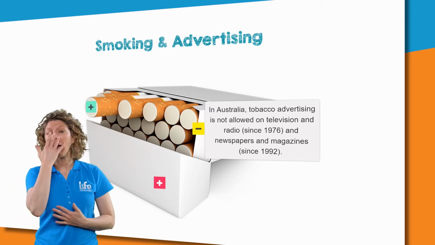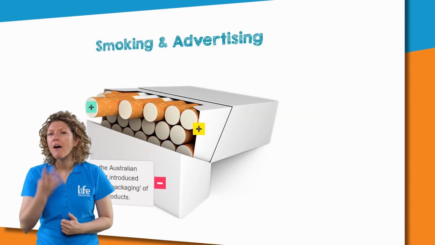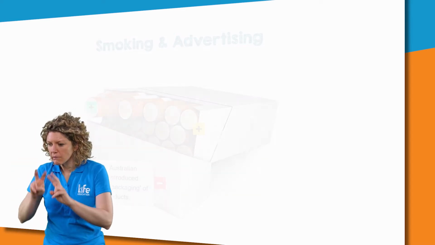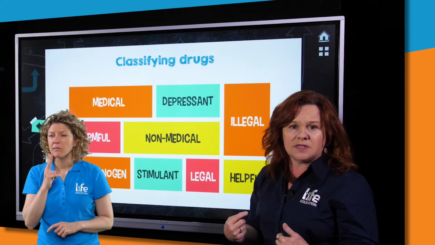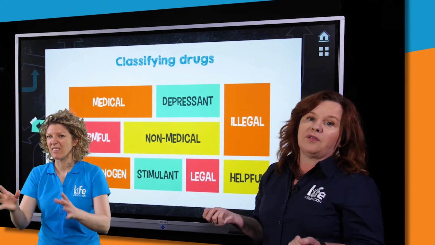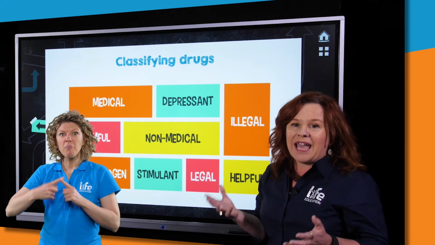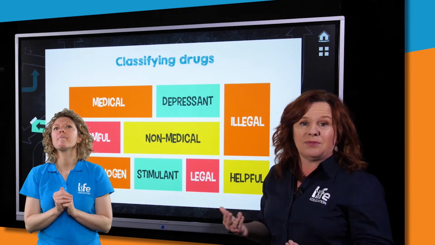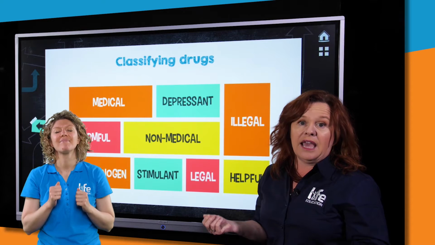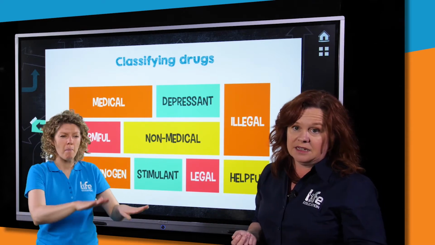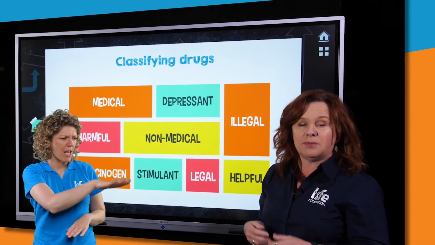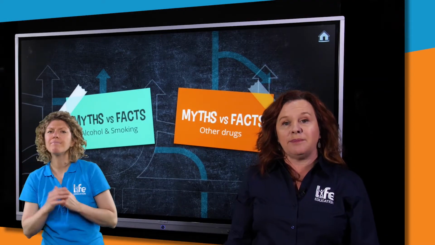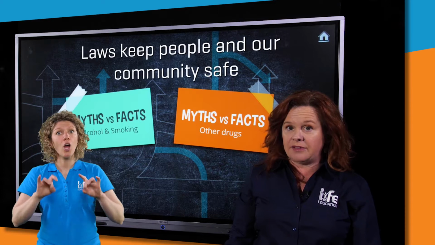But about 40 years ago, the scientists and the doctors started to see through their research that cigarette smoke was harmful, not just to the person who was smoking, but also to the people around them. And once we had that evidence, the laws changed. Now people can't smoke in most places, and people have to be over 18 and making adult decisions to purchase cigarettes. The laws in Australia are designed to keep people and communities safe.